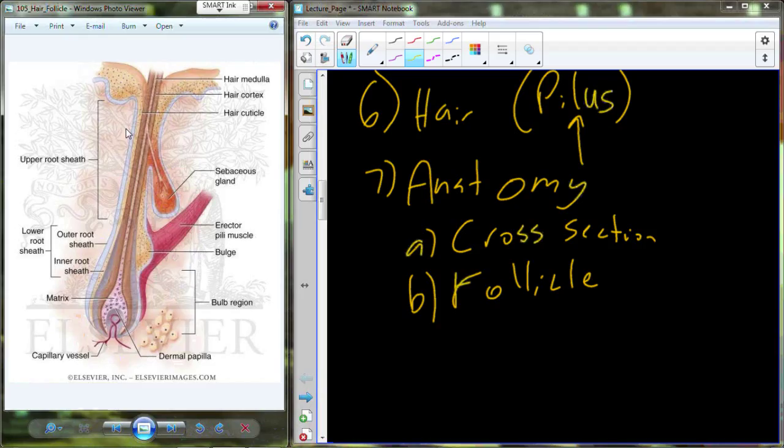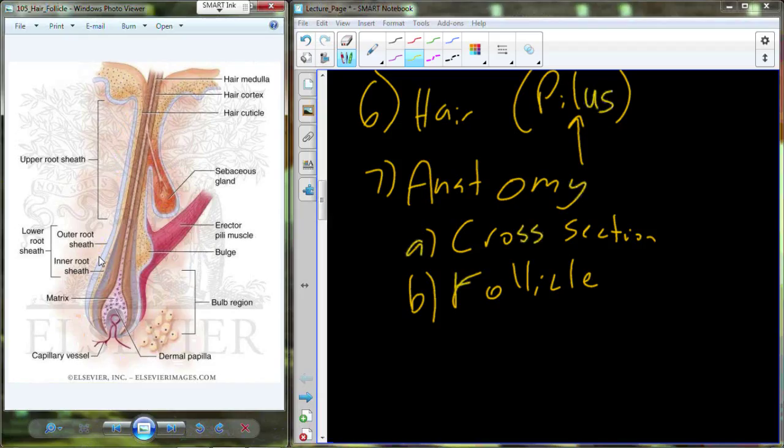And so you're going to see things like blood supply, and you're going to see the matrix that has all of these cells that are slowly growing up in this direction to lengthen the hair. You can see the cortex and the medulla and the cuticle once again here. Just two different locations of the cell, the upper root shaft sheath and then the lower root sheath.